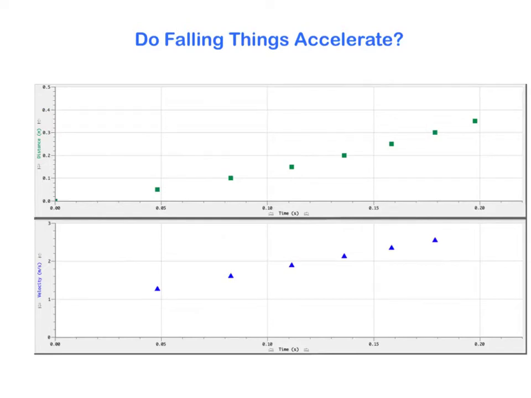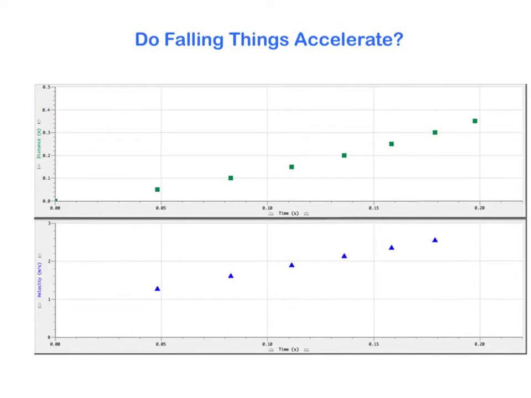First of all, I can see that the velocity is not the same. The velocity is increasing. A constant velocity would be a horizontal line on this graph. So the fact that the velocity is increasing seems to indicate that it is accelerating. Definition of acceleration is the rate that the velocity changes. So it appears that the velocity is changing, and therefore it appears it's accelerating.